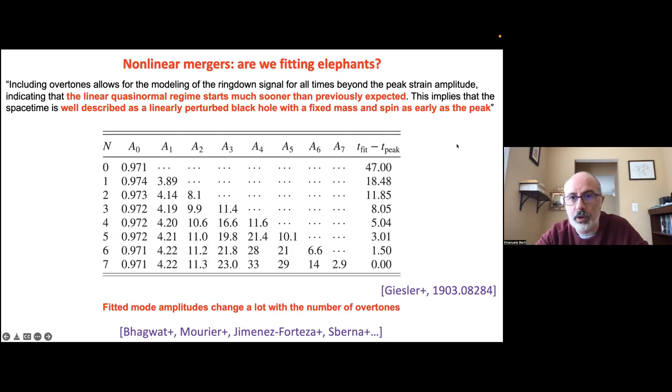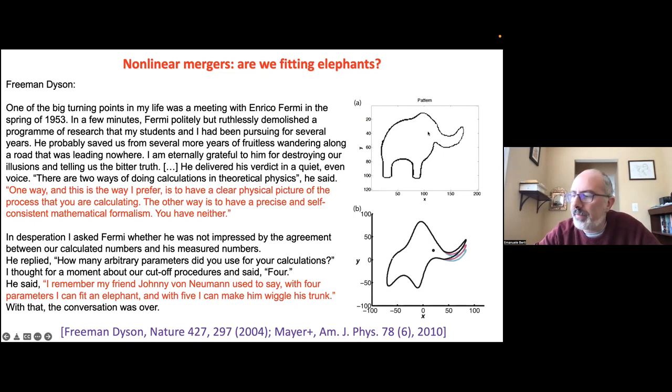So if you look at the Giesler paper, what they show is the values of the amplitudes for the fundamental mode, first overtone, and so on, when you include one mode in the fit, two modes, and so on. Now, what you see is that the amplitude of the fundamental mode stays constant to a very good accuracy, but the amplitude of the first overtone can have relatively large variations, and the amplitude of the higher overtones can vary by as much as a factor of two or more. So the question here is, are we fitting a linear model correctly, or are we overfitting?